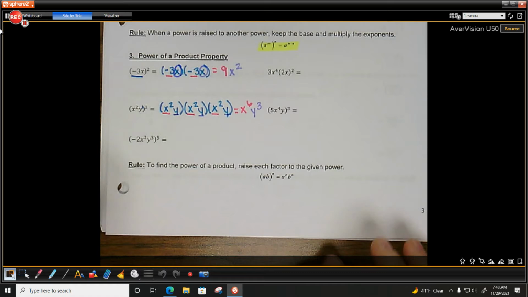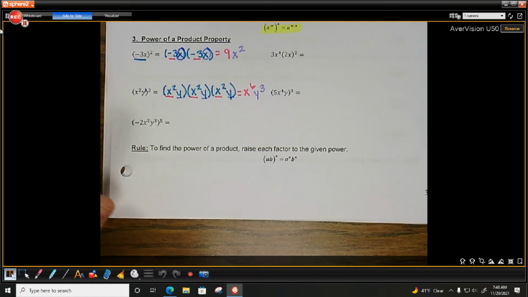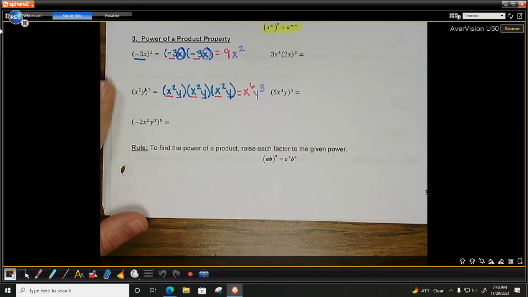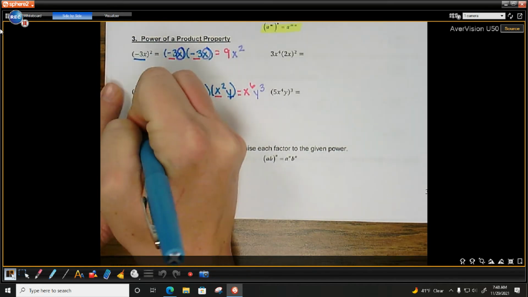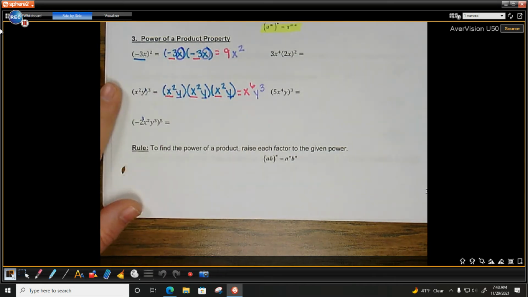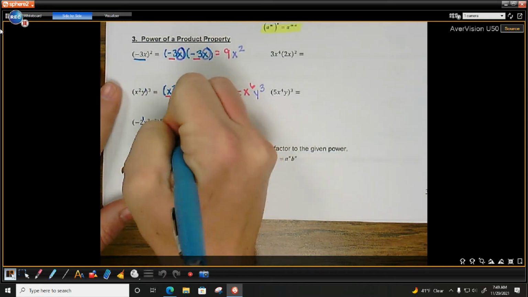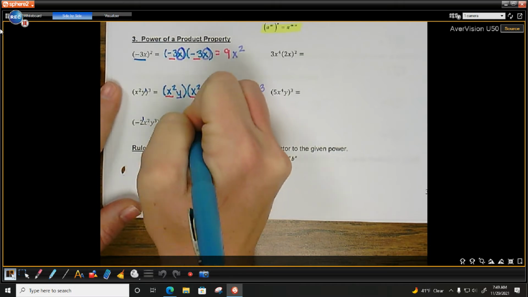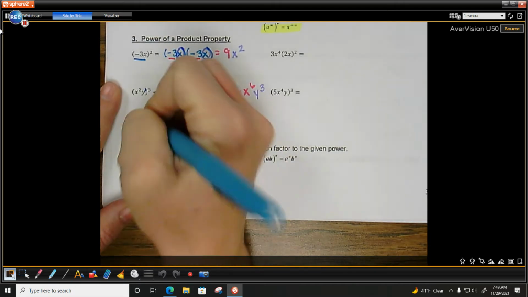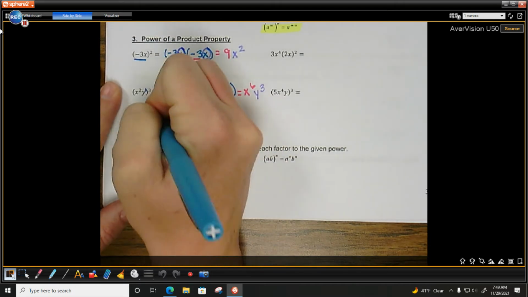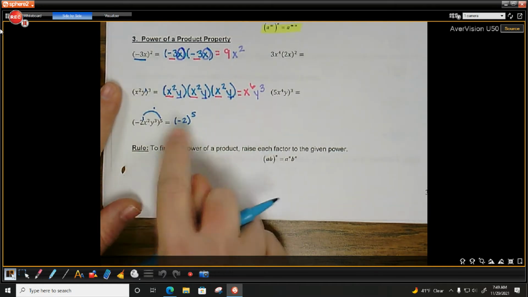Okay. Anything that doesn't have an exponent, put an exponent of 1. It's going to help you. So I'm going to put my 2 with an exponent of 1. Okay? So this is -2 to the 5th power. Because what's 1 times 5? 5. So -2 to the 5th power.